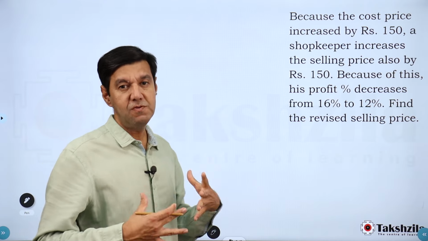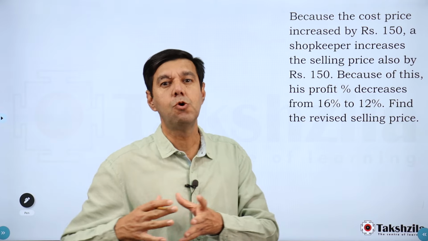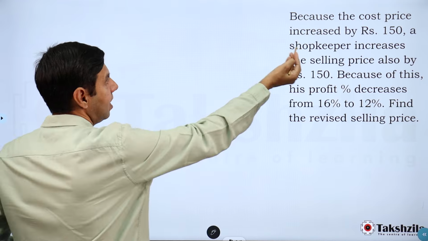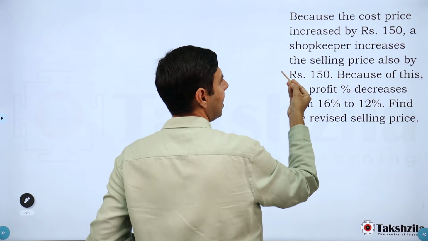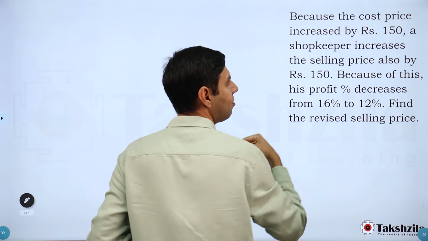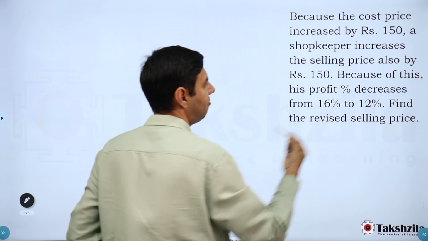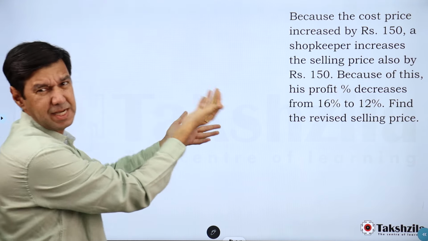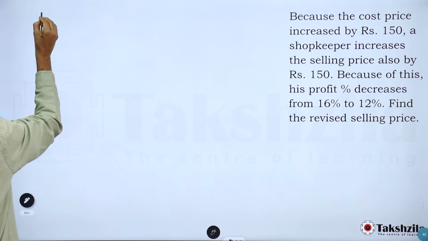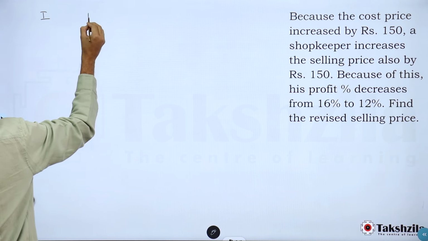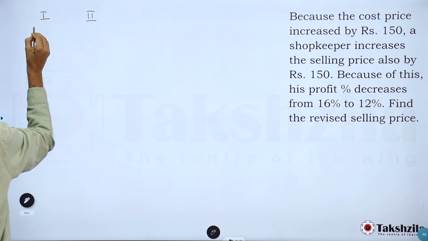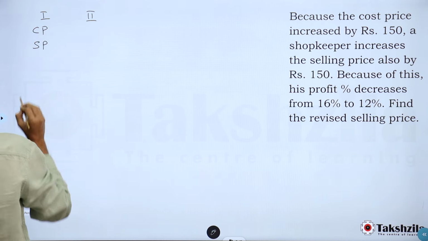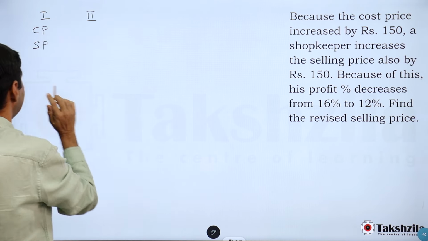However, if you're not good with maths, then it's good that you go up the learning curve and follow the entire video. So the cost price increased by 150, the selling price also increases by 150, and because of this the profit percentage decreases. So a beginner is going to say cost price, selling price. So there are two situations, situation 1 and 2. In the first situation, I don't know the cost price and there is some selling price. So a beginner starts by writing these things: cost price, selling price.